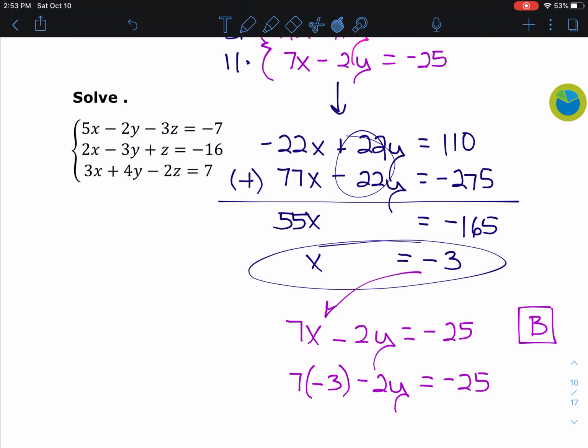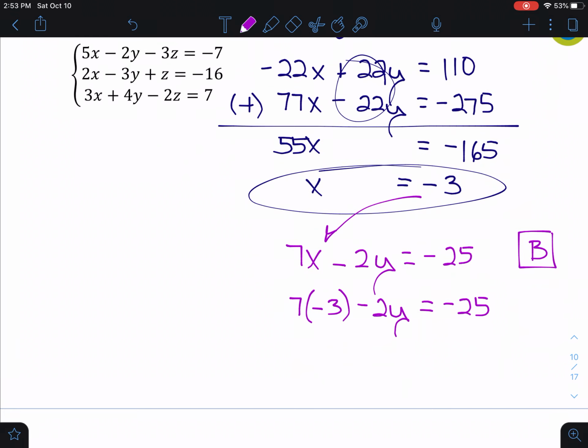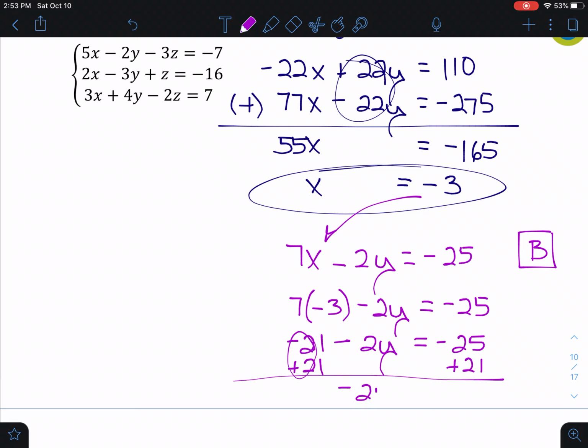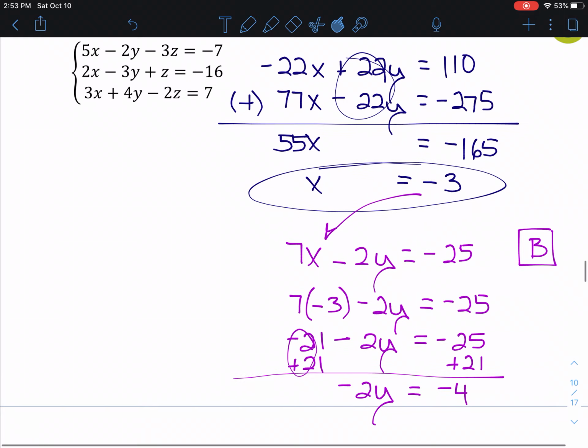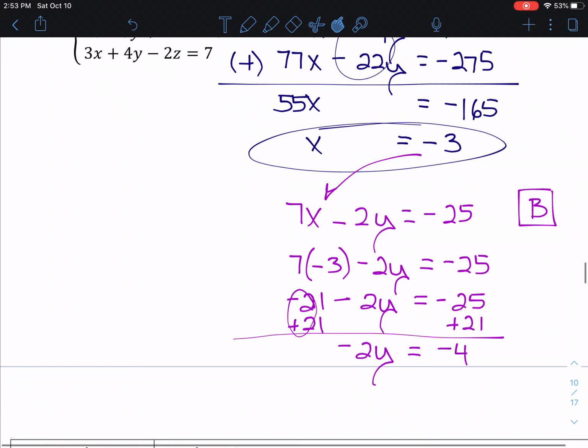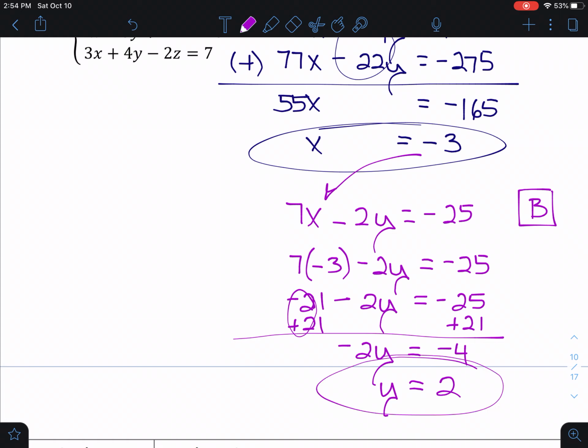Okay. So now I have negative 21 minus 2y equals negative 25. Add 21. We get negative 2y equals negative 4. So that means y equals 2. There's our second one.